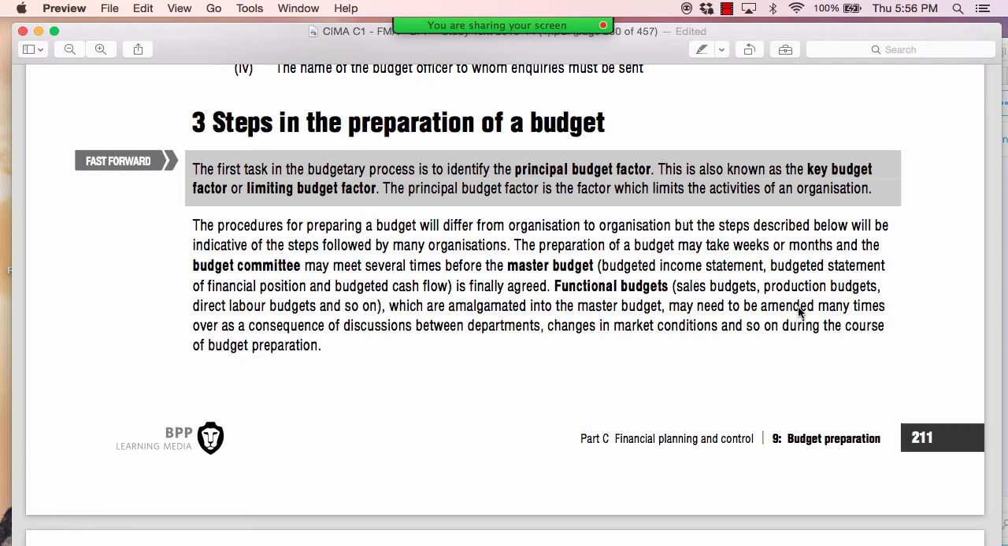Now, what is this thing in gray? Shahid, if you can tell me in your own words, the key points, the fast forward point which they have highlighted, what is this? What does it mean? It might be a figure that the budget cannot go above this figure. Correct. What is the principal budget factor, the limiting factor? Give me an example of a limiting factor.